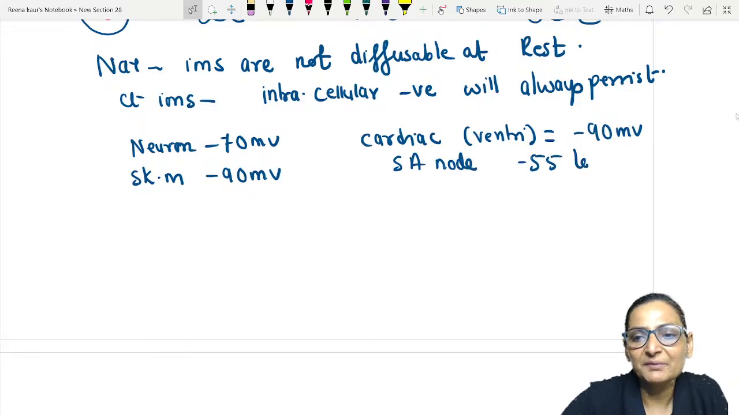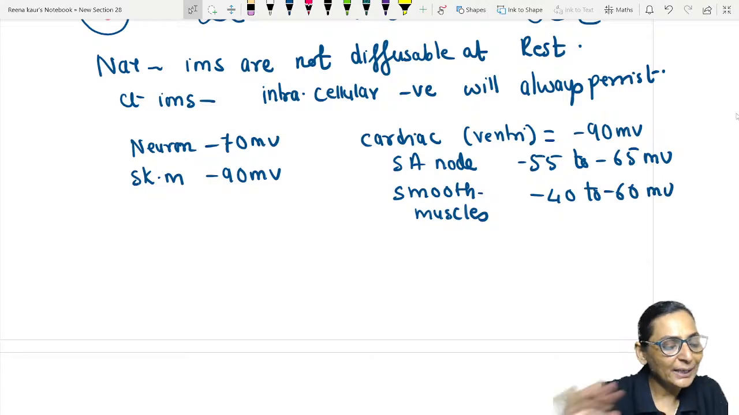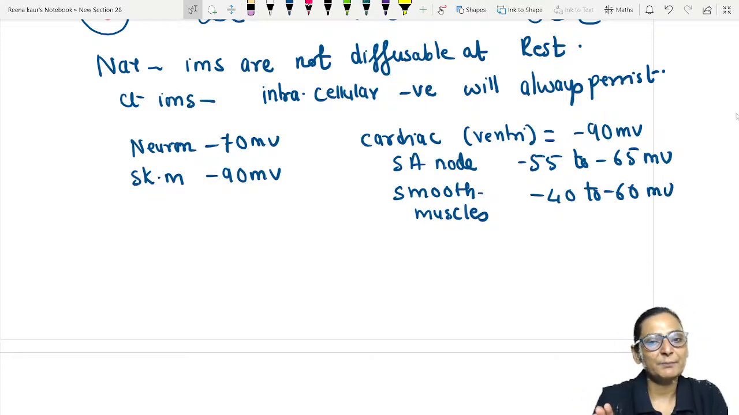Between -55 to -65 millivolts, or smooth muscles are also less negative. Their RMP is around -40 to -60 millivolts. So one thing is clear: the resting membrane potential will always be negative, right? Why? Because proteins are non-diffusible and they are anions, and they will always be present inside the cell, right?